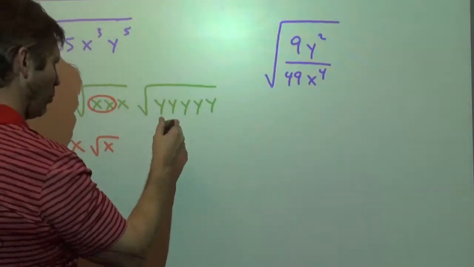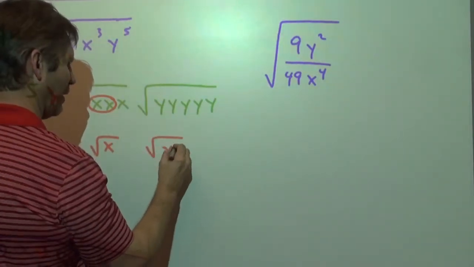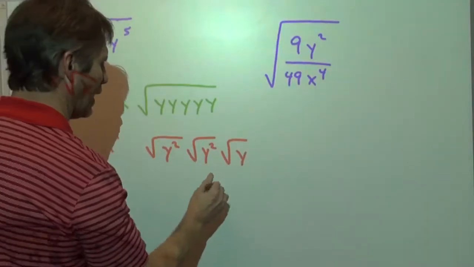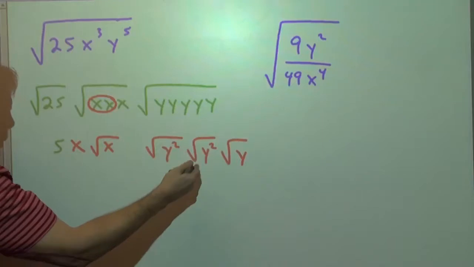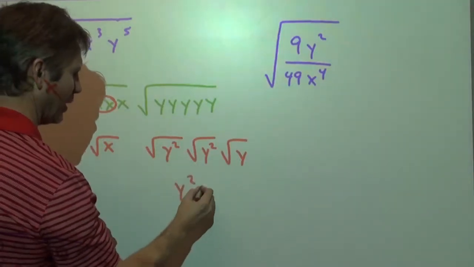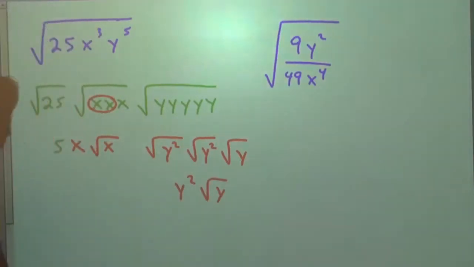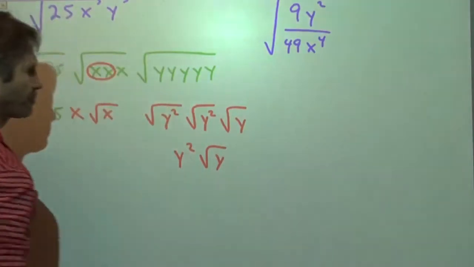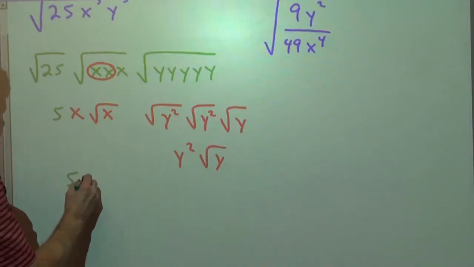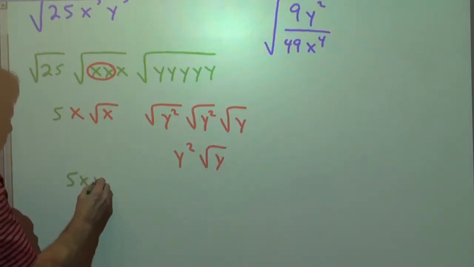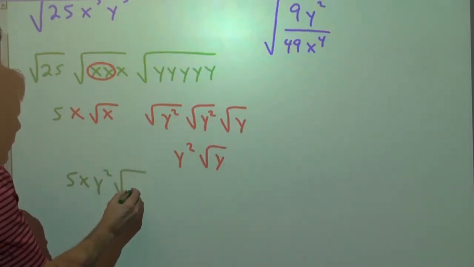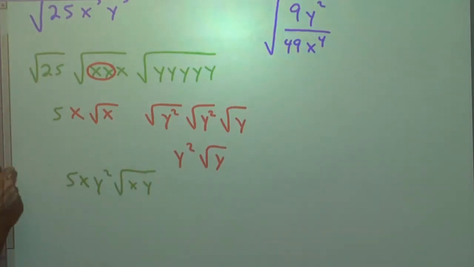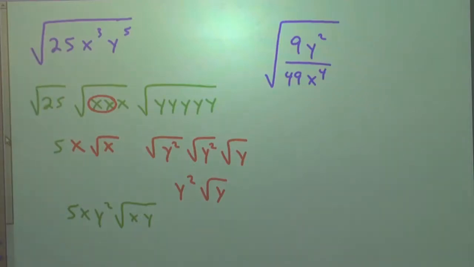Same thing here. What this would really look like is we have a y squared times a radical y squared times a radical y. Those are identical. When you multiply those together, you get a y squared, but there's a y left. So if we combine all this together, we're going to get 5. x is on the outside, there's a y squared on the outside, and there is an x and a y underneath. This would be the square root of that right there.